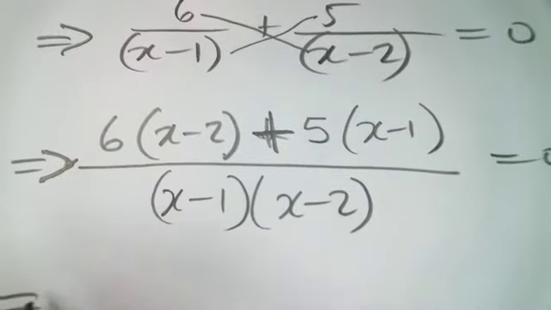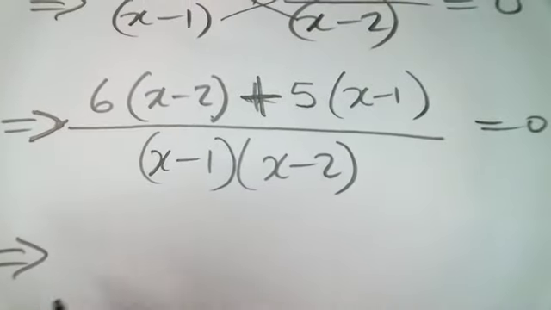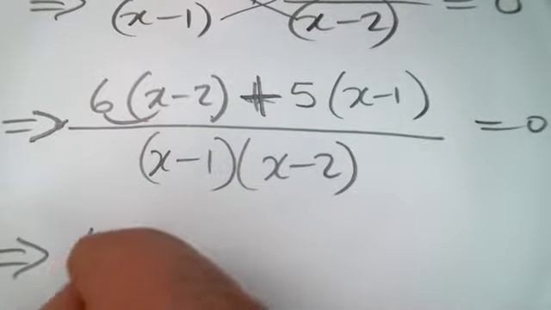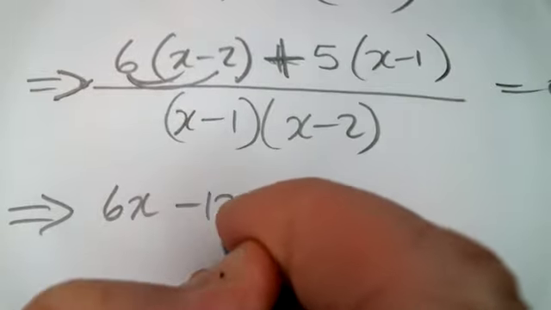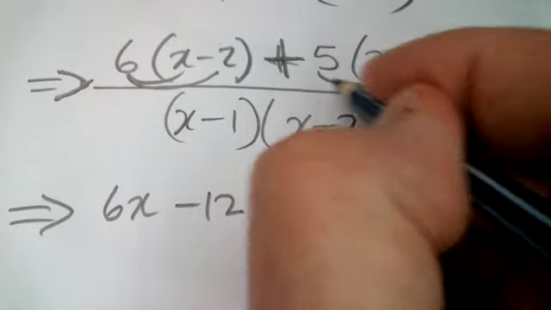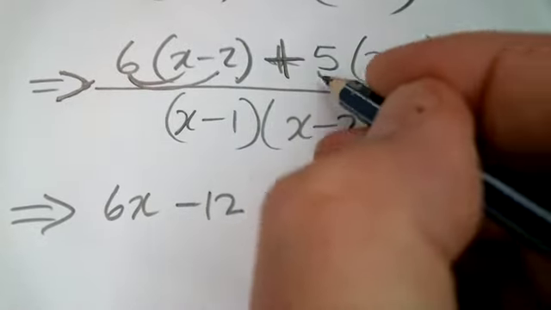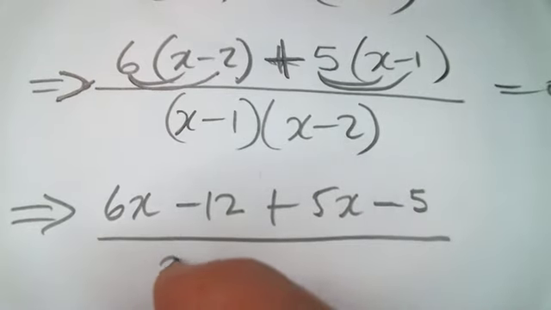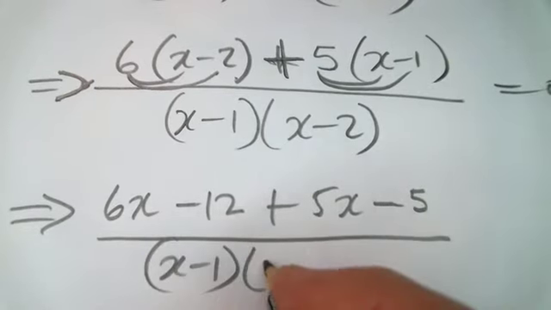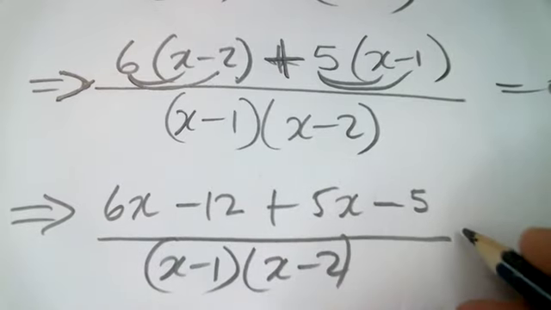And this implies that I've got 6 times x, which is 6x, 6 times minus 2, which is minus 12, plus 5 times x is 5x, and 5 times negative 1 is minus 5, all over x minus 1 times x minus 2 equals 0.